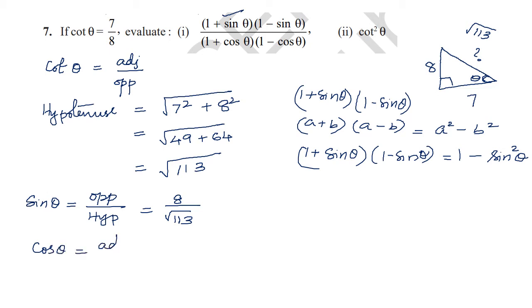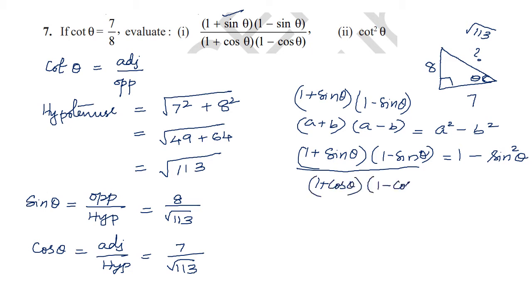What about cos theta? Cos theta is equal to adjacent by hypotenuse. So how are you going to do this, adjacent by hypotenuse? 7 by root 113. Clear? Is it clear? Now, look at the question. (1 plus sine theta) into (1 minus sine theta) by (1 plus cos theta) into (1 minus cos theta). So how are you going to do this?